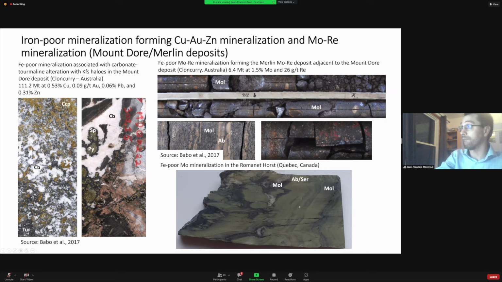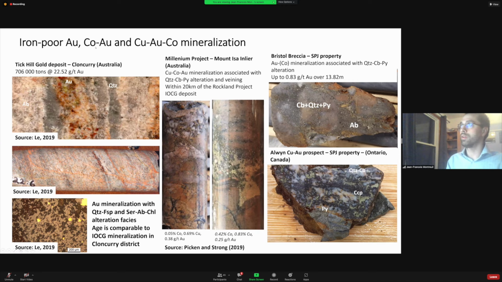And then there is the formation of iron-poor gold, gold-cobalt, and copper-gold-cobalt mineralization that is also progressively emerging as mineralization styles in some of the metasomatic iron and alkali-calcic districts. The Tick Hill deposit was a very high grade gold resource that was mined. In time, it's contemporaneous with the IOCG deposits of the Cloncurry district. It's also overprinting the silica alteration characteristic of the district. But in this case, there are very few iron-rich minerals directly associated with mineralization.